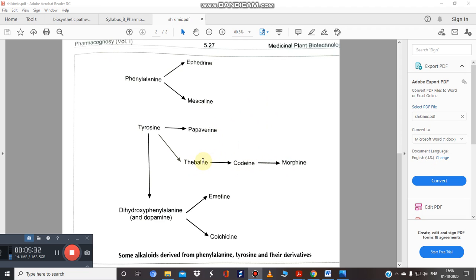Morphine, codeine, thebaine is there. Then dihydroxyphenylalanine produces amytine and colchicine. So basically this shows the production of alkaloids by different types of aromatic amino acid. That's why it is written here, some alkaloids derived from phenylalanine, tyrosine and their derivatives.